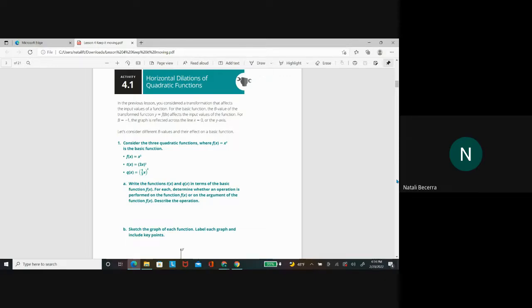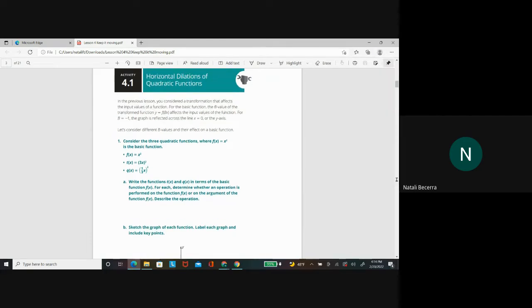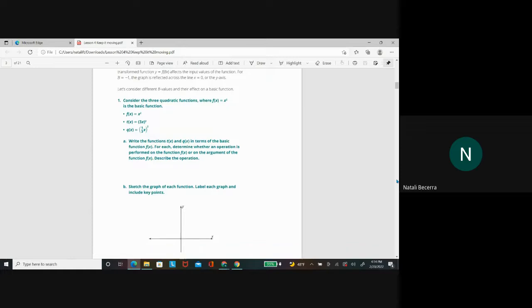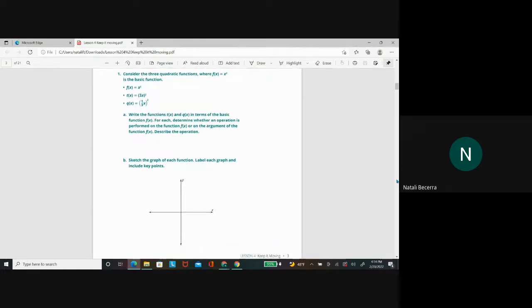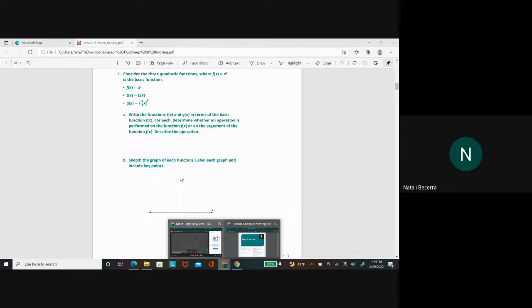So this one is going to be on page 693. For the last lesson, it was about vertical transformations and all of that. This lesson is going to be more focused on horizontal dilations of quadratic functions. Number 1 says consider the three quadratic functions where f of x equals x squared is the basic function. What that basically means is that that's your original.